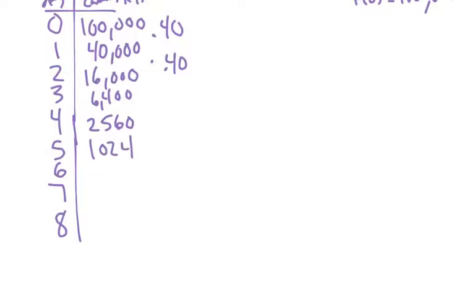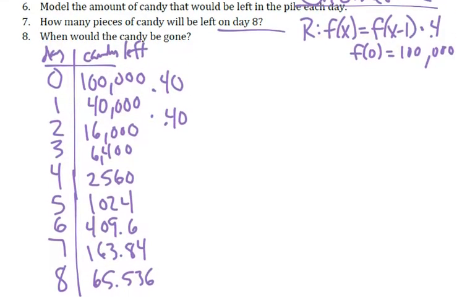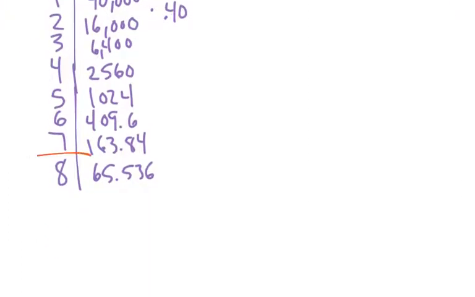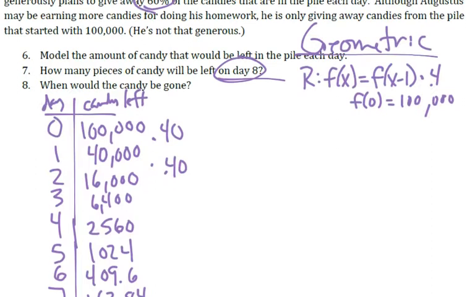1024, 409.6, 163.84, 65.536. So yeah, 65 and a half candies, basically, a little more than a half, left on day 8. So that would be the answer for day 8, right? So when will the candy be gone?